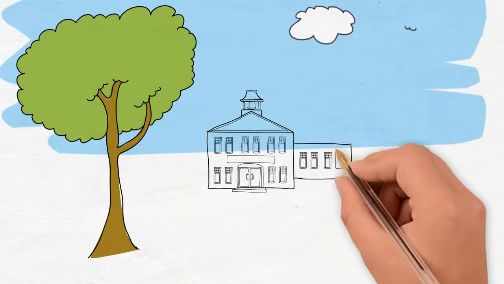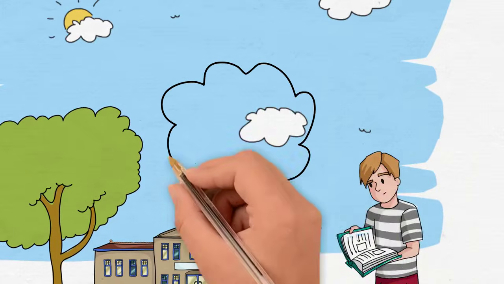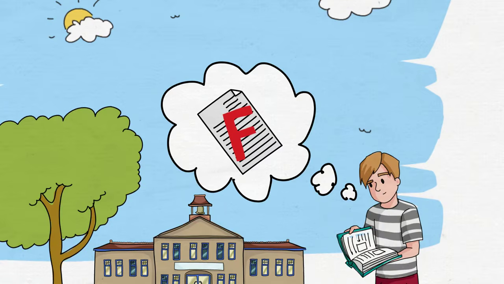Referencing is a very important part of academic writing, and if you don't do it properly, it can cause you to lose marks or to have to resubmit your assignment.